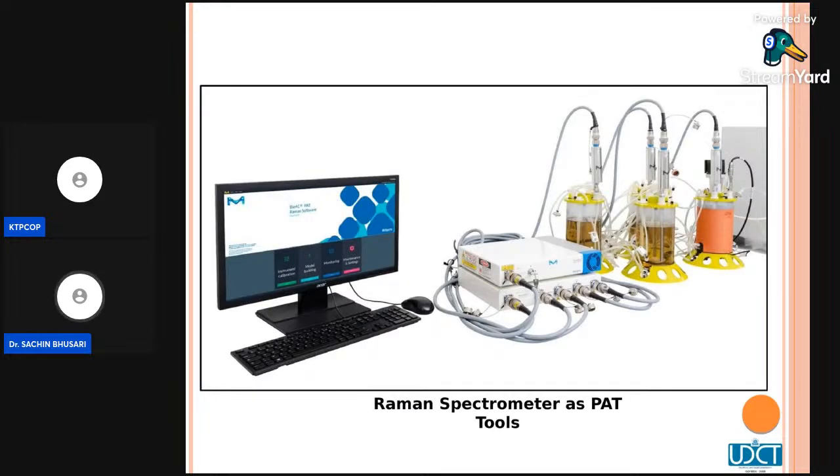In actual practice, the Raman spectrometer as a PAT tool will look like this. That is the purpose for which I kept this slide. I'm showing you the slide. When such tools are used as online PAT tools, this is the scenario.